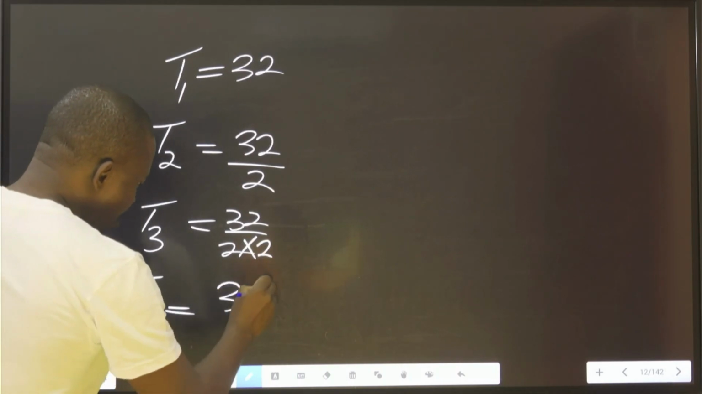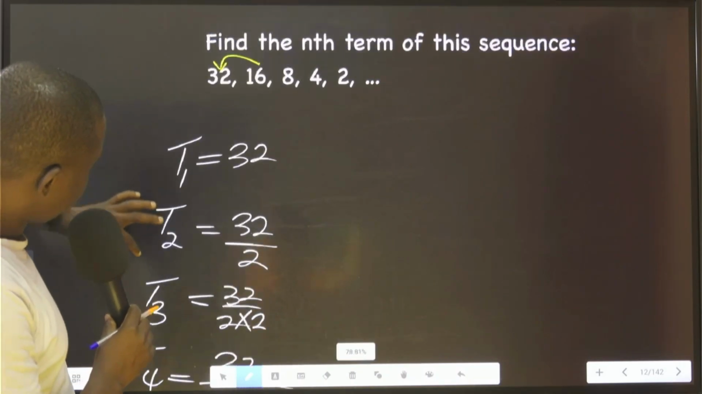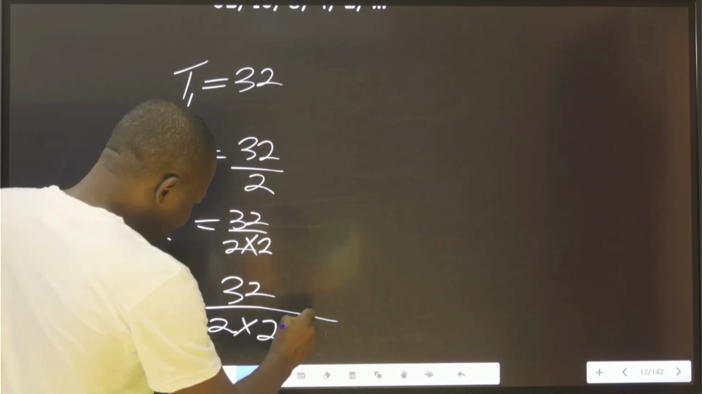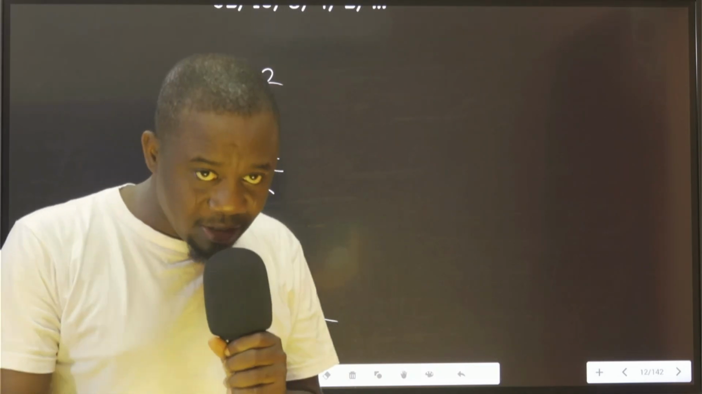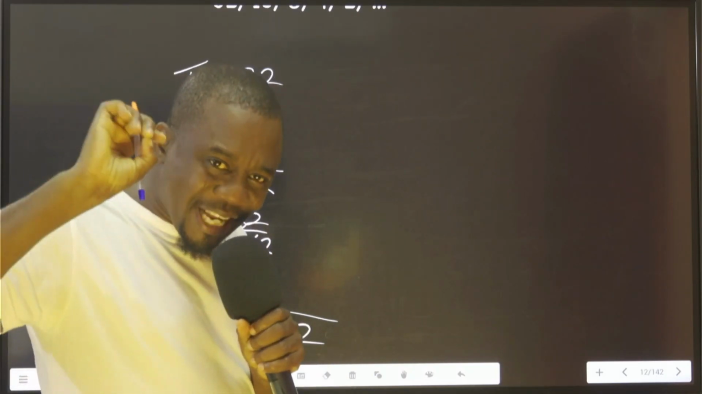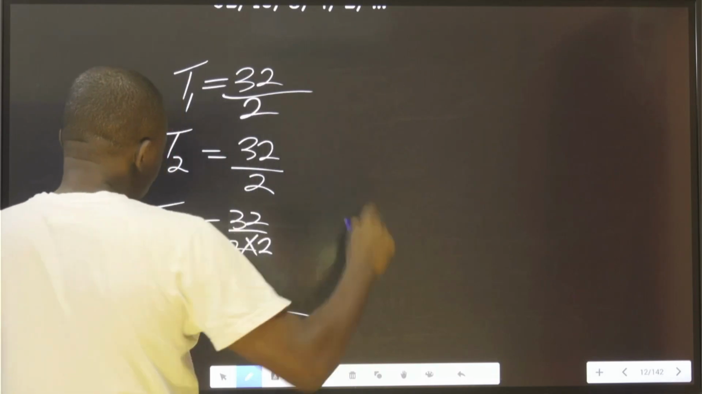Then we must still put this one here for the fourth position. How can we get 4 from here? To further divide by 2. Now we have a pattern. But the problem with this pattern is all of them have divide by 2, at least 1 at the denominator. But this one does not have. We have to force 2 here.